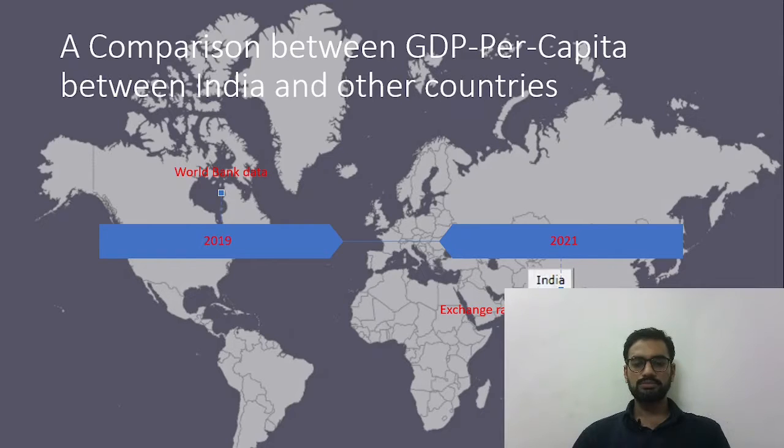So before we proceed further, this comparison of income, how much an average Indian earns per year with respect to the other country, is mainly based on GDP per capita. So first of all, let's clear out what GDP and GDP per capita are. I won't make it too complicated. We'll simplify and take examples.